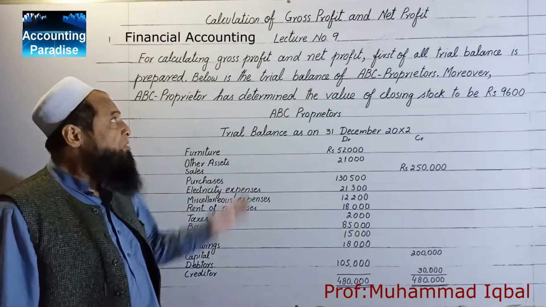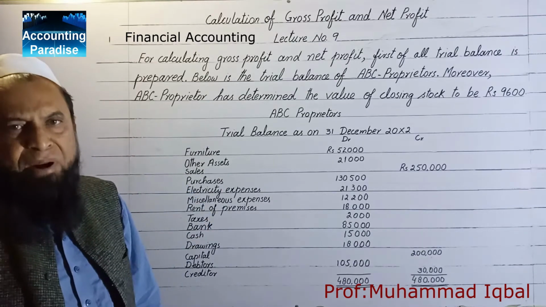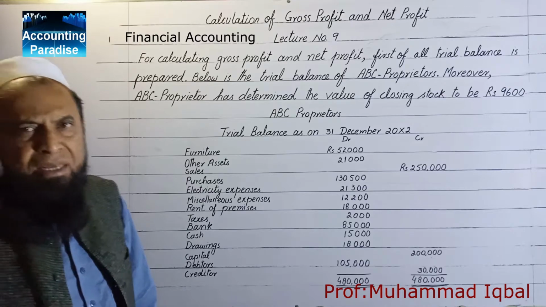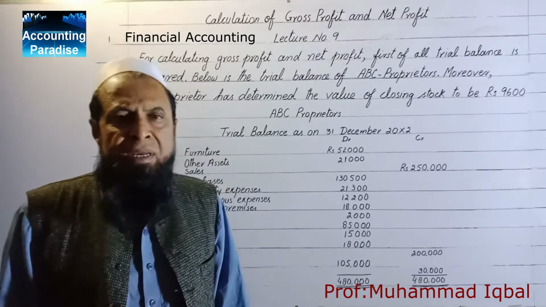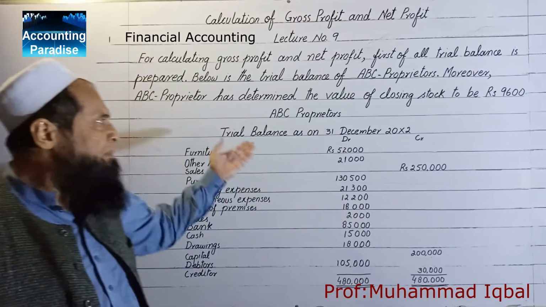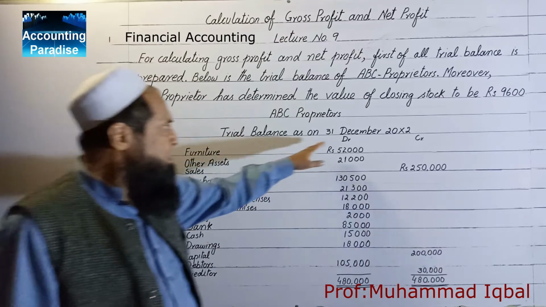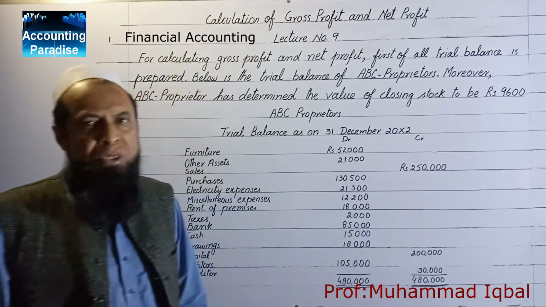Bismillahirrahmanirrahim. This is our lecture number 9, how to calculate the gross profit and net profit. For calculating the gross profit or net profit, first of all, a trial balance is prepared. Below is the trial balance of ABC Proprietors as on 31st December 2002.